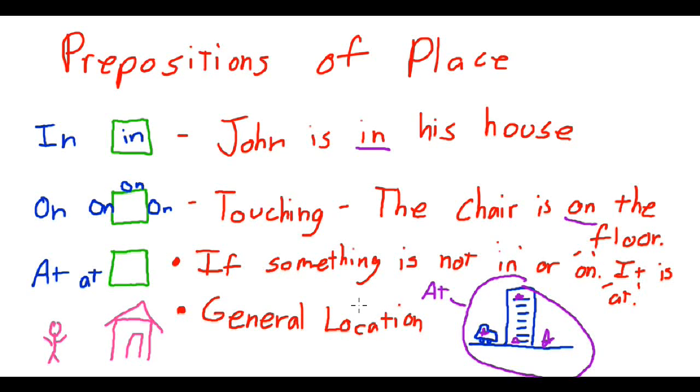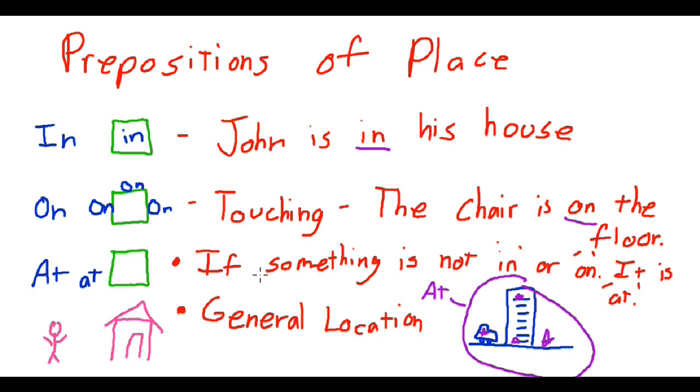Okay, so I hope you understand that. I hope that made that a little clearer for you. But just to review, in is like inside. So like it says, John is in his house. He's inside his house. On is touching. Okay, touching something. Not in, but touching. Like it says here, the chair is on the floor. Okay, or I am on my chair, correct? I'm not in my chair, I am on my chair.